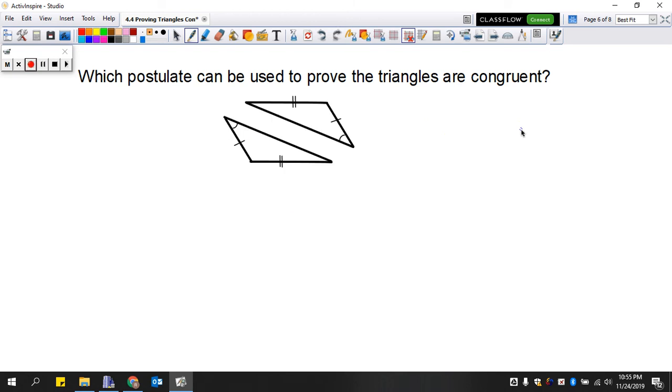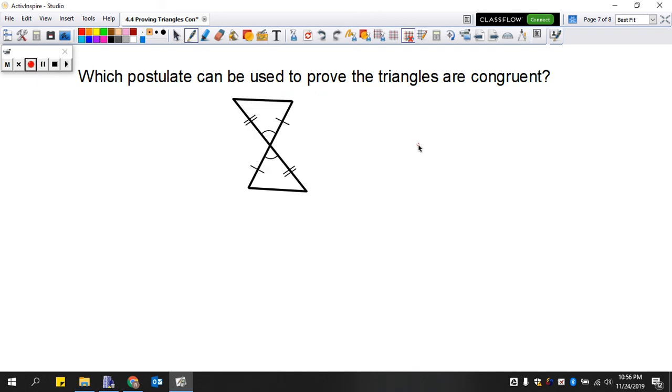Which postulate can be used to prove the triangles are congruent? Well, once again, we have two sides and we have an angle. Okay? But here again, there's an issue in that the angle is not between the two sides. If we're wanting to use side angle side, we would want this angle to be shown. Well, we're not given that angle, so we cannot say that it's side angle side, so we cannot show that those two triangles are congruent. Okay?